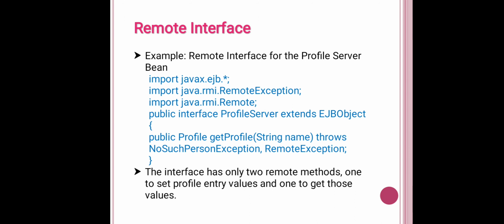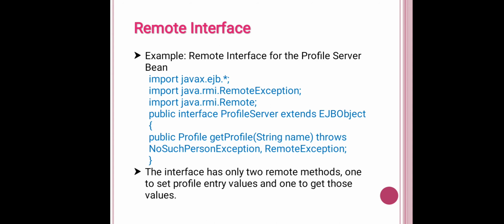Example for remote interface for the profile server bean is shown below. The profile server interface defines a single remote method getProfile that accepts a username as its only argument. It returns a profile object containing the profile information for the person named. If the person's profile can't be found on the server, a NoSuchPerson exception is thrown. This is an application specific exception whose implementation is shown here.